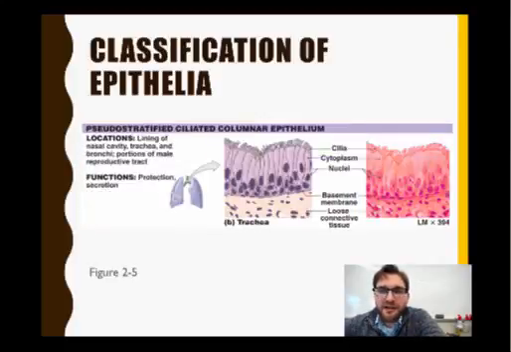Pseudostratified ciliated columnar epithelium cells usually have cilia along the top. They are found lining the nasal cavity, the trachea, and the bronchi, and portions of the male reproductive tract. Their functions are protection and secretion.